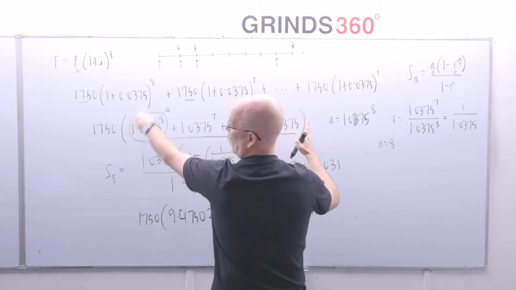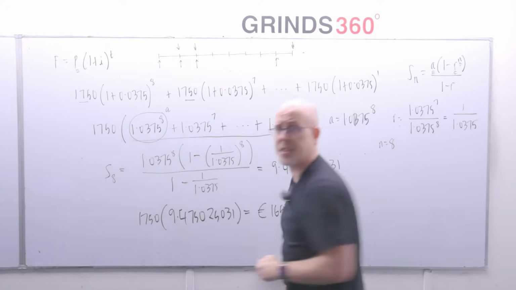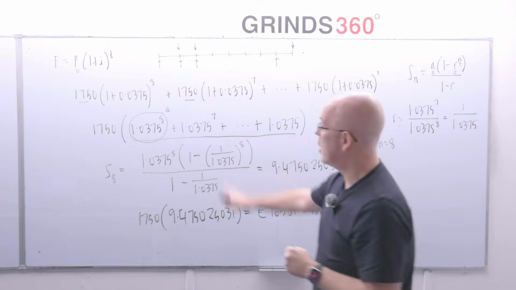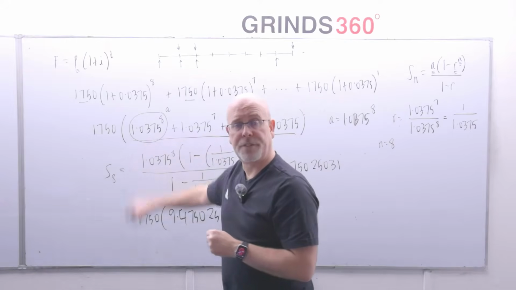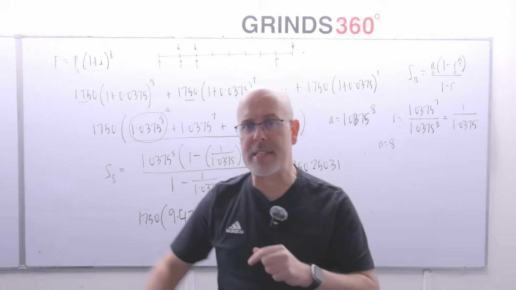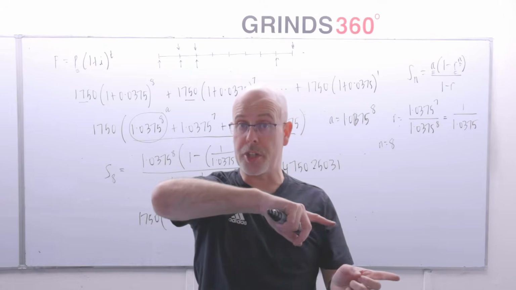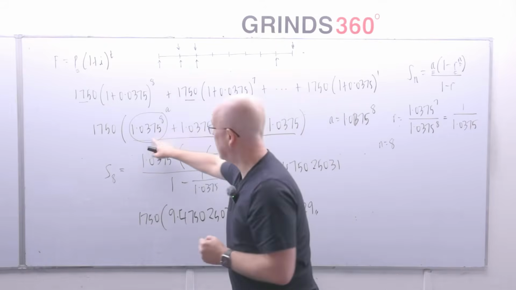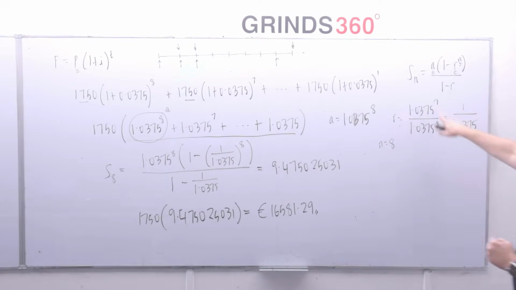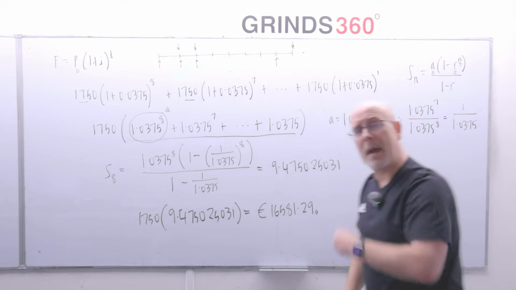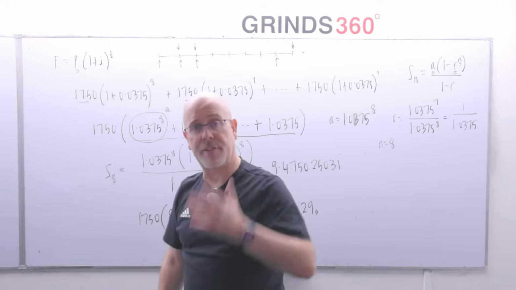Identify A, the first number inside the bracket, the first term in your series. To find R, divide the second one by the first one. To find the value of R for any geometric series, take any number and divide by the one before it. So divide this by this, either by hand or by using your calculator to find R, and N is the number of payments, which in this case is 8, every year for 8 years.